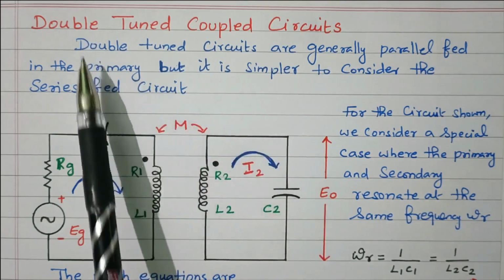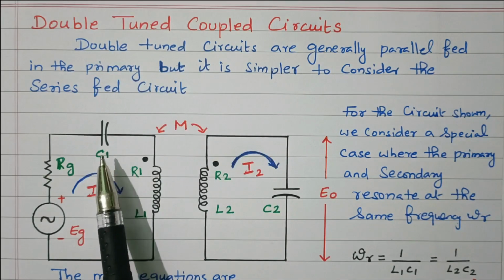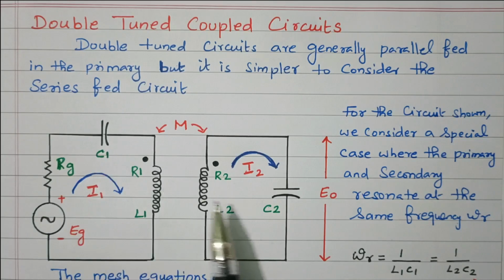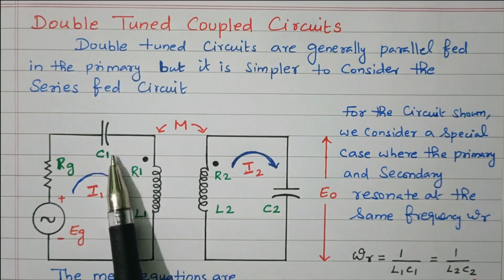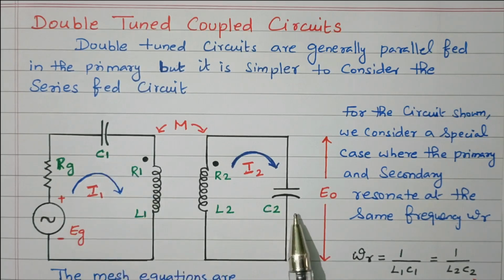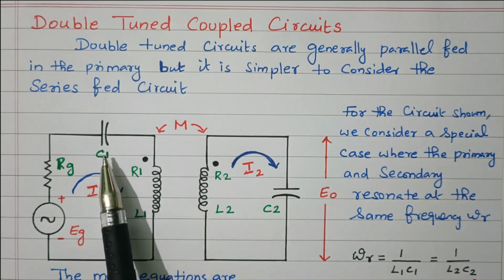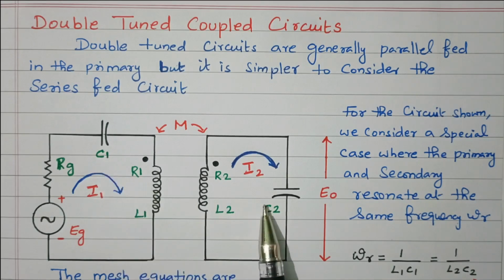In this, double tuned means the tuning is done by the capacitors connected in the primary circuit as well as the secondary circuit. Single tuned means a capacitor connected only in the secondary circuit. So double tuned coupled circuit means two inductors are mutually coupled together, and tuned by capacitors connected in both the primary as well as the secondary side.